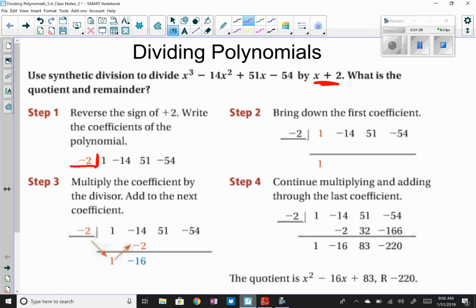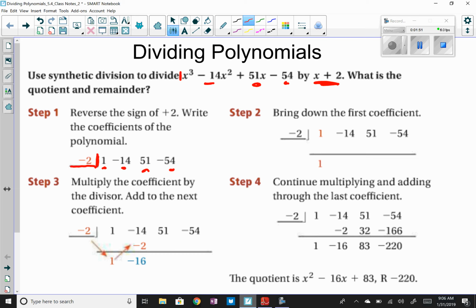So there are no placeholders to enter. We want to write down the coefficients without the variables here. The coefficient for x cubed is 1, so they have a 1 here. The coefficient for x squared is negative 14, and we have a negative 14 here. The coefficient for x is 51. We jot that down. And the constant is negative 54. So we write down the coefficients and the constant in descending order, without the variables.